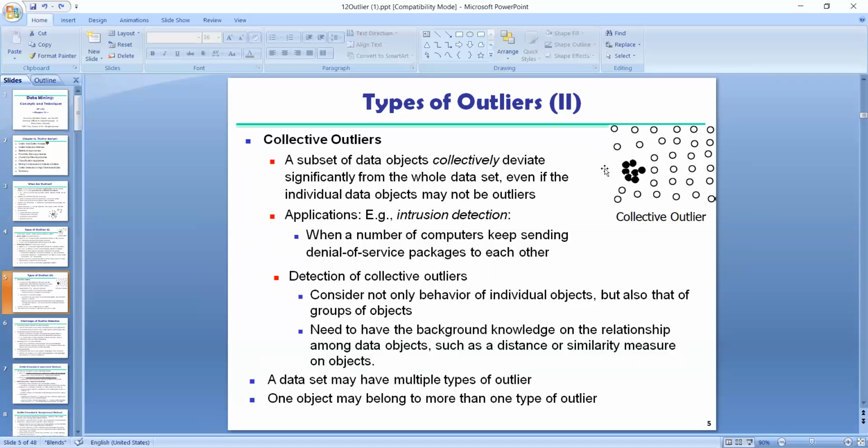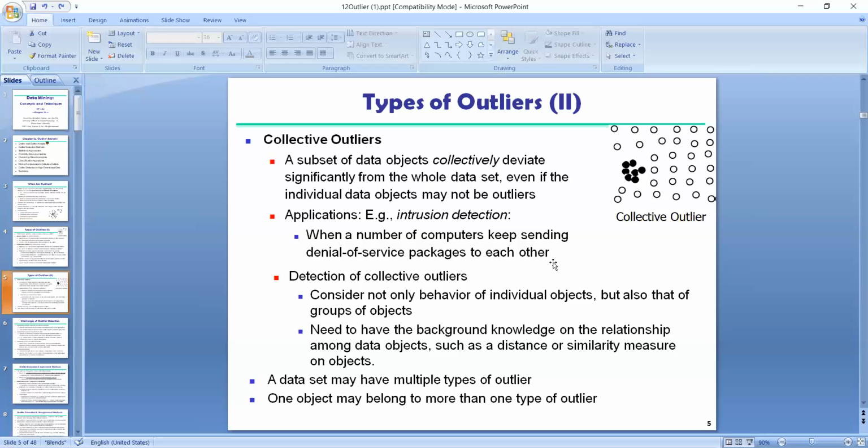Again, the application is intrusion detection. When a number of computers keep sending a denial of service packet to each other, it is a type of collective outlier. Another example of collective outliers is, suppose you handle thousands of orders and shipments every day. If the shipment of an order is delayed, it may not be considered an outlier because, for some reason, one shipment can be delayed. But if 100 orders are delayed in one day, then we can call it an exception or an outlier, and it is a type of collective outlier.